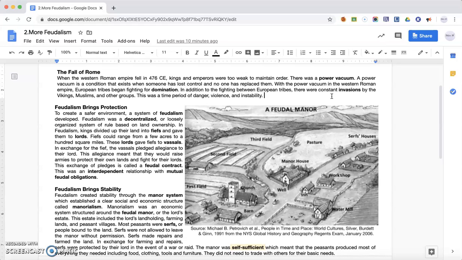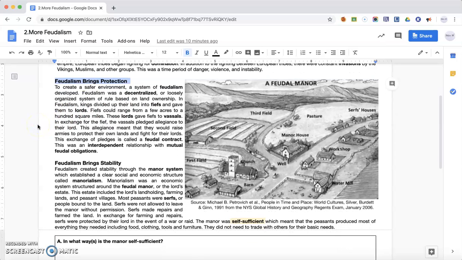They are lost. And meanwhile, while they're trying to figure out who's going to run this side of Europe, you have outsiders keep attacking them. So the primary concern Western Europe is going to have is who's going to protect us because we don't have a leader. How are we going to protect ourselves from all these foreign invasions? And that's where feudalism comes in. So we're right here. Feudalism brings protection.